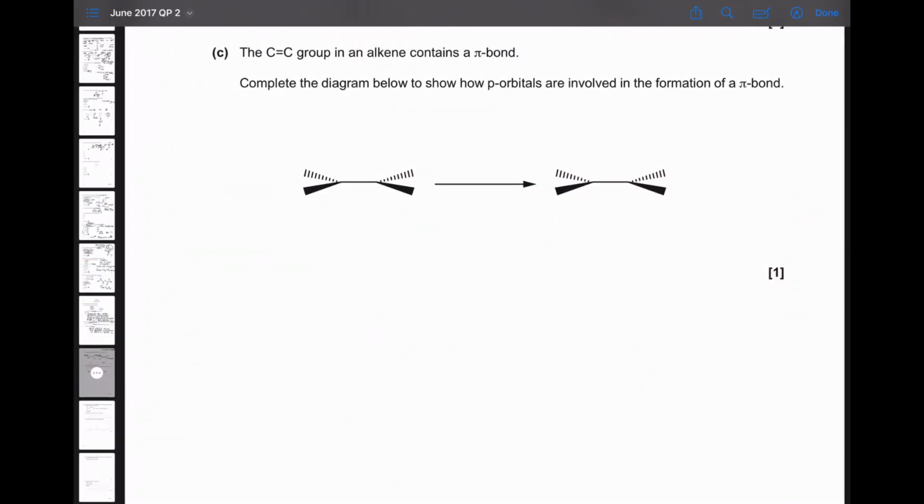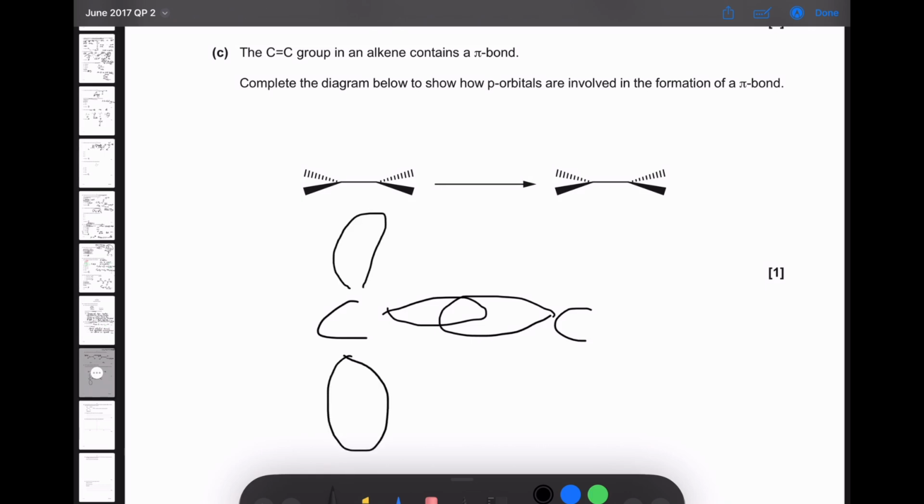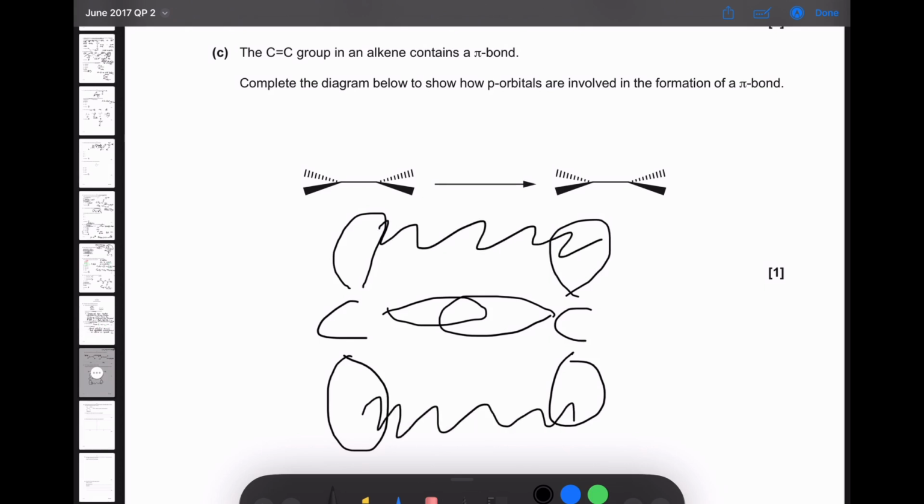The C to C double bond group in an alkene contains a pi bond. Complete the diagram below to show how p orbitals are involved in the formation of a pi bond. So these little wedges are our sigma bond, and those are really strong. Now for a double bond, what we want is a C to C sigma bond, and then we take our vertical p orbitals, and then they become overlapped to form the double bond.